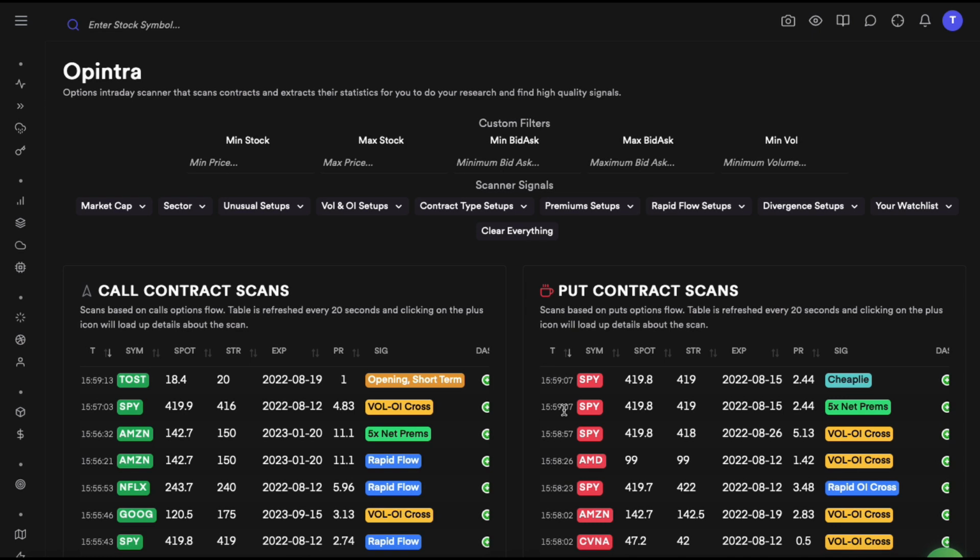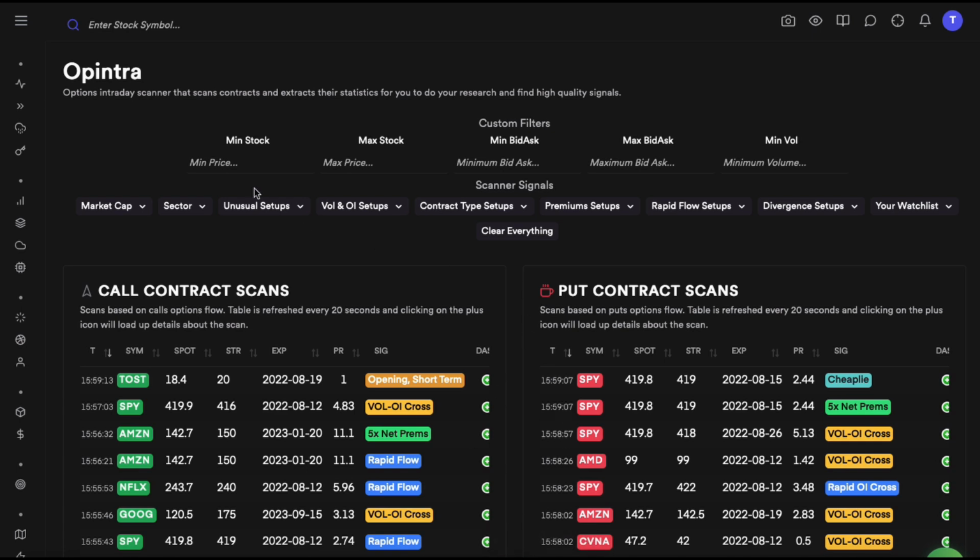So Flash is used if you're a day trader and if you trade stocks, not options. But Opintra is used if you are an options trader and you want to leverage options flow to trade options. Flash is more like you want to leverage price action analysis to trade either stocks or options. Opintra is you just want to leverage live options flow. So all of the scanners that you're seeing here are based on options flow.